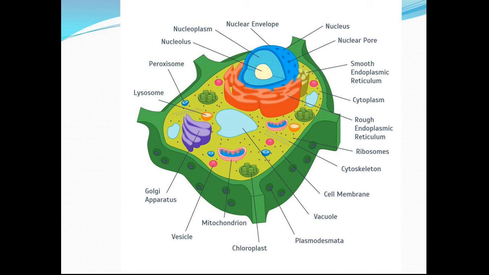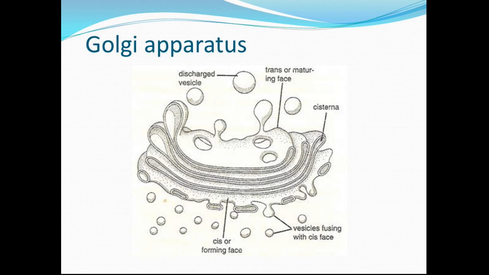Now children, coming on to the other slide, showing Golgi apparatus, which is made up of cisternae, vesicles and vacuoles. These vesicles are continuously formed. This is the cis or the forming phase, and this is the discharging phase or the maturing phase. You can say trans or maturing phase, where the vesicles are made and they are discharged.